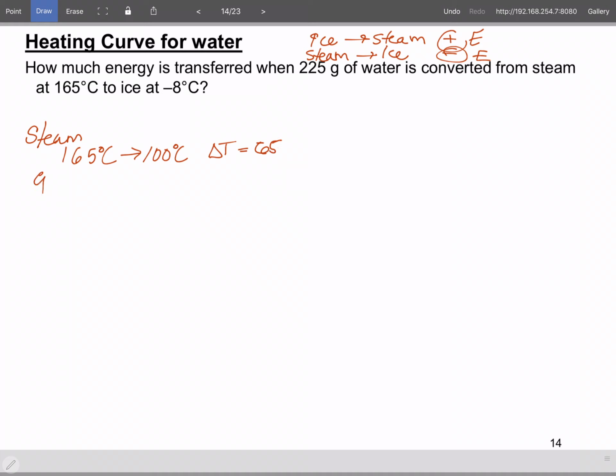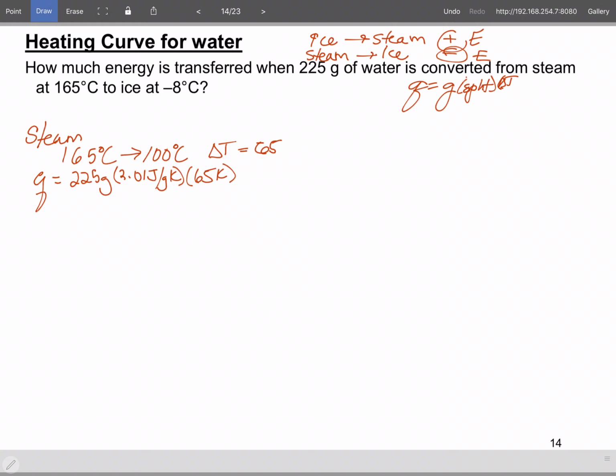Okay, so it's a Q problem, and remember Q is equal to grams times the specific heat times delta T. So this would be 225 grams times the specific heat of steam, which is 2.01 joules per gram per K, times 65.